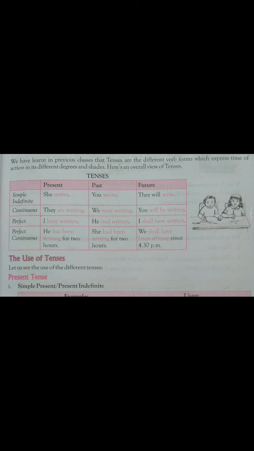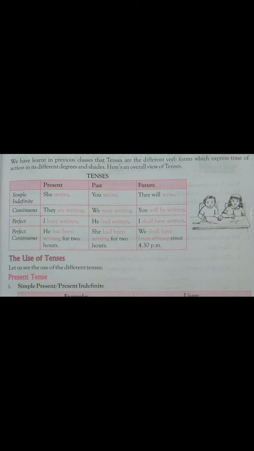So let's talk about the future tense. Future simple, or you can say future indefinite, can be used with either will or shall plus the verb's first form. They will write, he will write, I shall go. In the future continuous we use either will or shall plus be plus the verb's ing form, like you will be writing, he'll be coming, they shall be going.